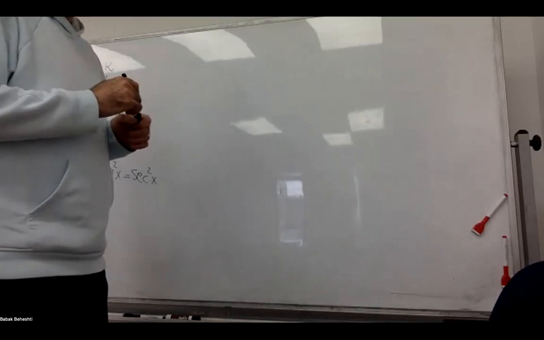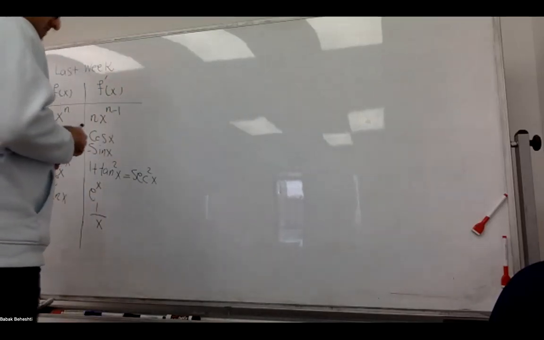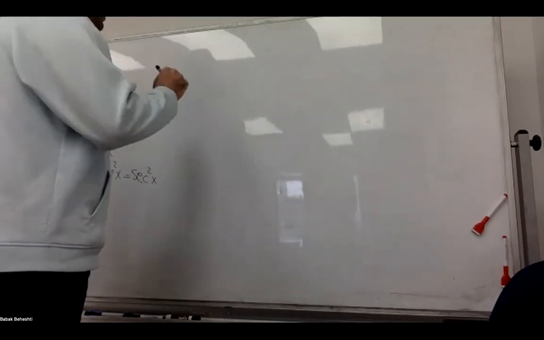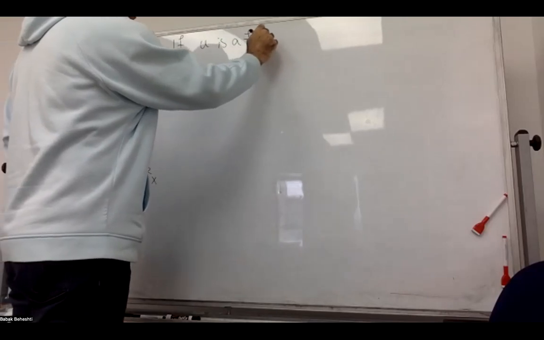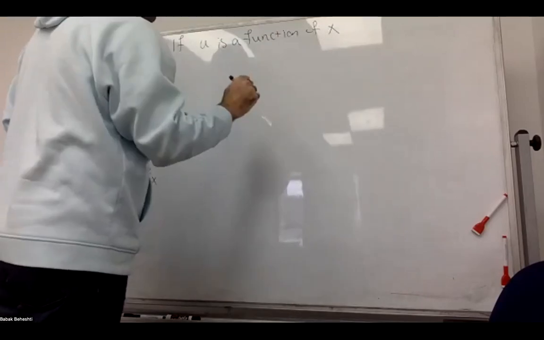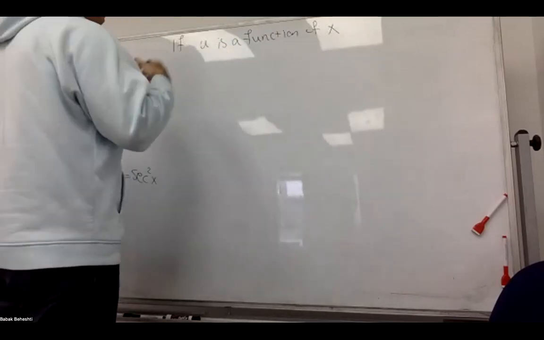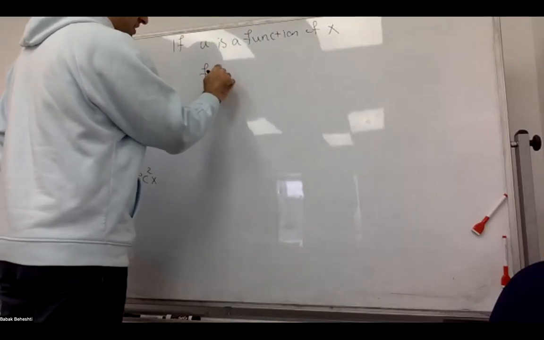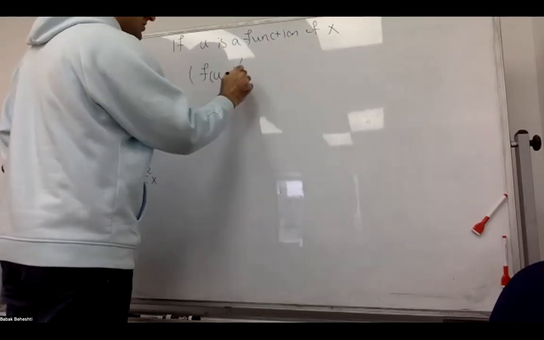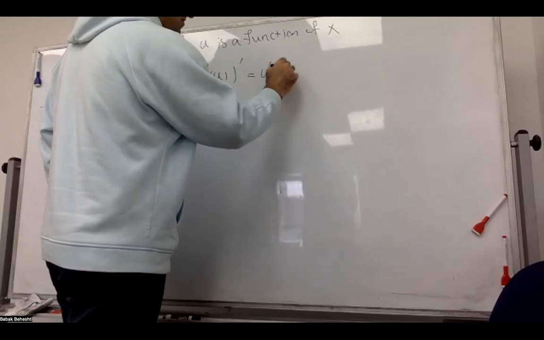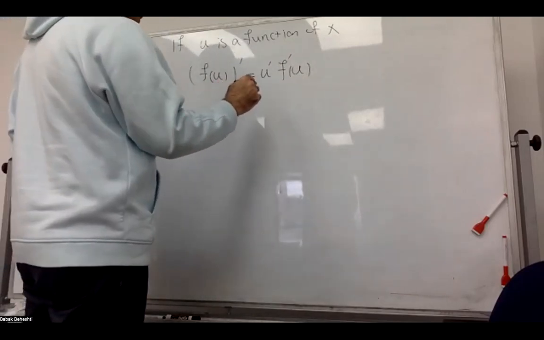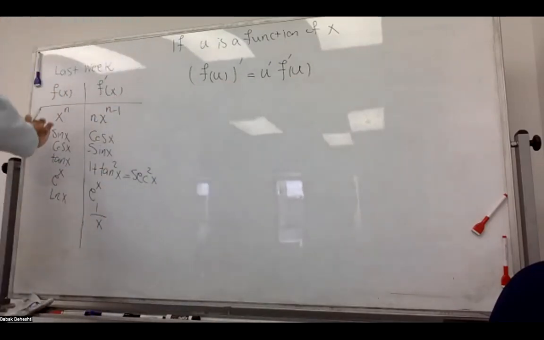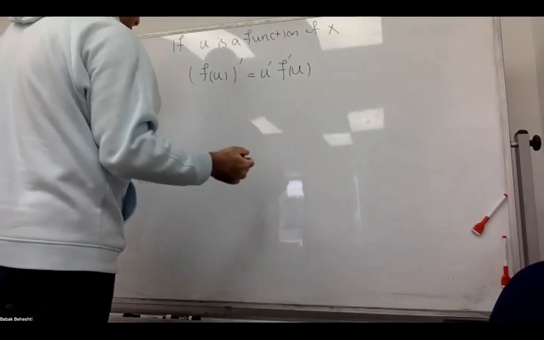As I said, one of the most important rules or formulas for derivatives is the chain rule. The chain rule says that if u is a function of x, so u can be anything like x squared, sine x, anything, then the derivative of f of u, and f is another function, is equal to u prime times f prime of u. So this is the chain rule. In particular, if I want to use the chain rule for these elementary functions, then we have these new formulas.